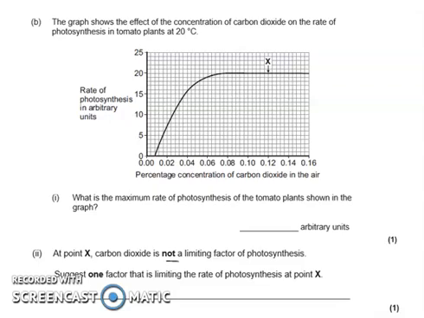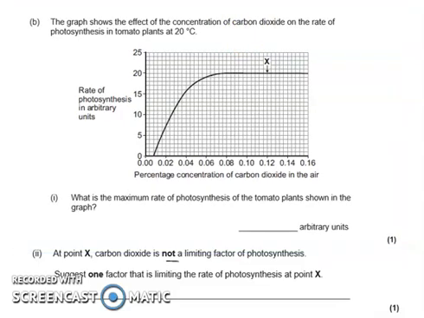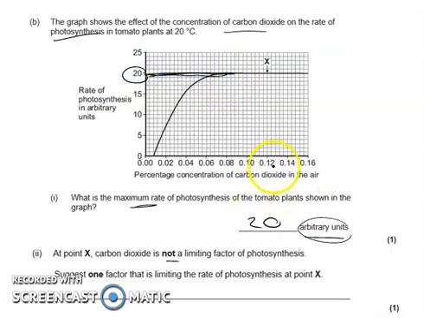Okay, thank you for unpausing. Let's go through the answers. It says the graph shows the effect of concentration of carbon dioxide on the rate of photosynthesis. What is the maximum rate of photosynthesis shown here on the graph? And you've got an answer in arbitrary units. So what I would do is look at the peak, find the peak of the graph, and you can see that the answer is 20. Some students may get caught out and write 0.12. But remember that we've got arbitrary units, and this is arbitrary units.